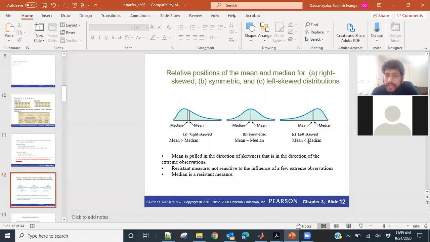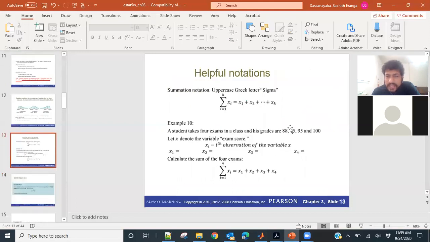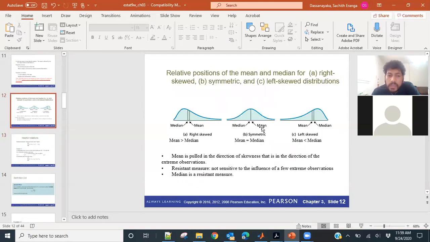If the median is less than your mean, then the distribution of the data set is like the first graph, right skewed. Otherwise, it's going to be left skewed. Just get a rough idea about the shapes of these distributions.